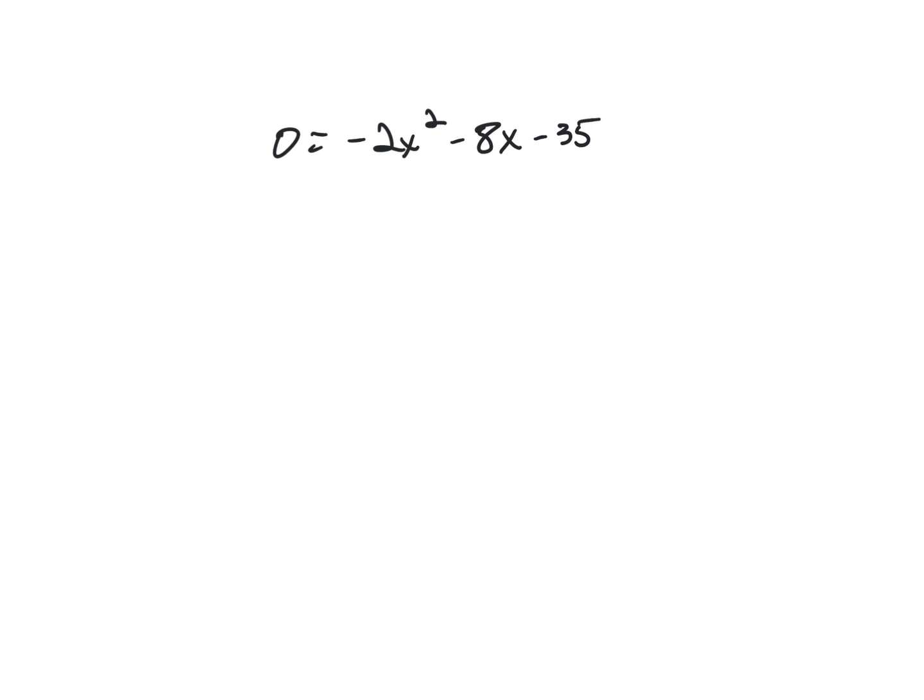Basically, we can multiply both sides by negative 1, because 0 times a negative 1 is still 0, but then it would change all of these. So we could just rewrite this as positive 2x squared plus 8x plus 35 equals 0. All right, nothing changed because I multiplied every term by a negative 1. It just made these all positives. So now I'm going to use my quadratic formula.